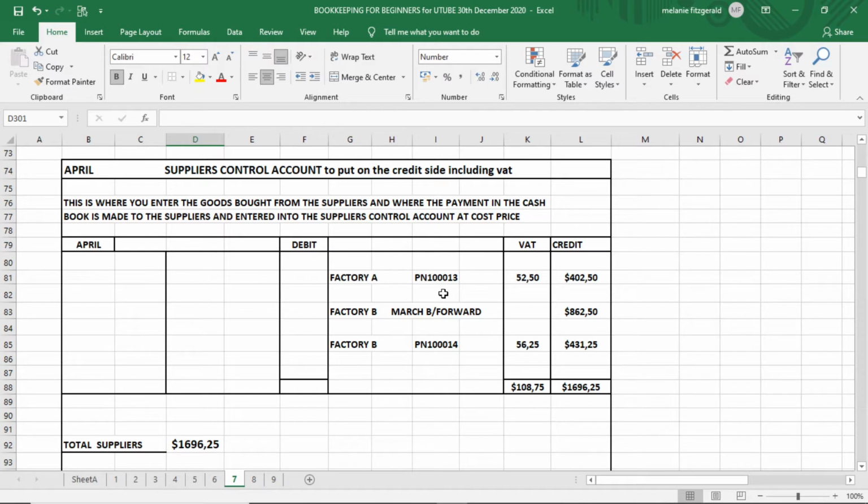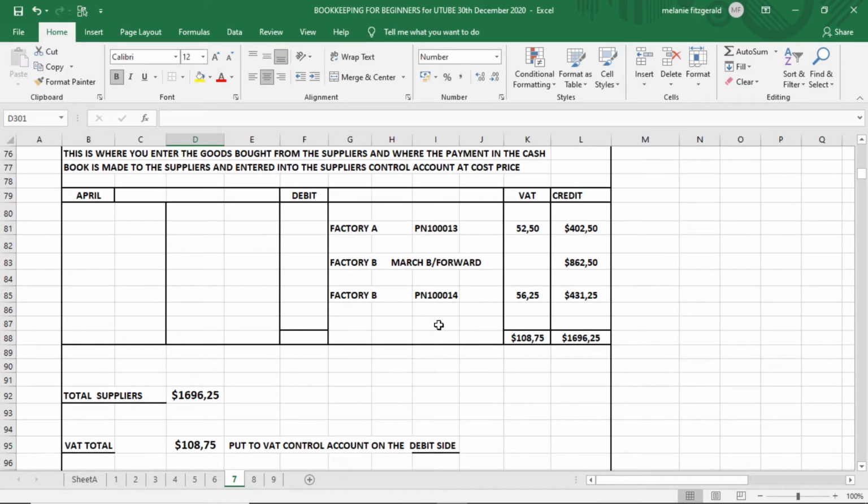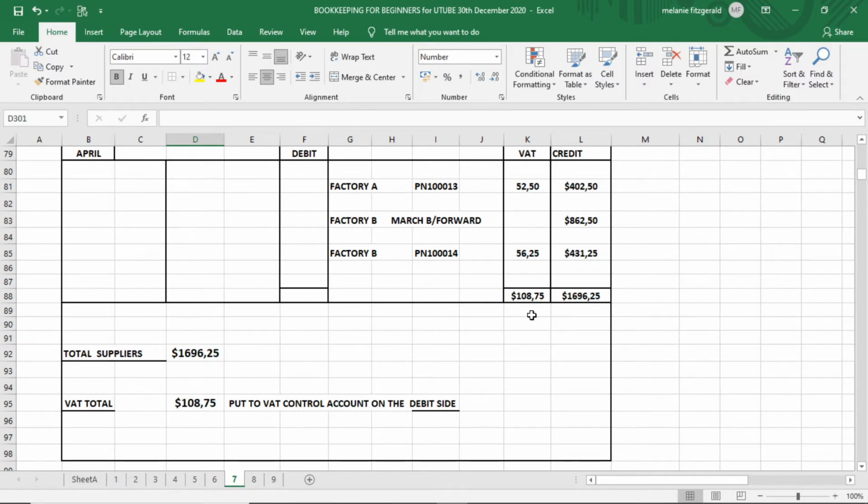On the credit side, Factory A, we bought $402.50 worth of goods, with the VAT of $52.50. Factory B's March invoice was brought forward. We owe Factory B for stuff we bought, and still owe them $862.50. But there's no VAT on that, because we paid the VAT of that at the end of March. The new stuff we bought from Factory B was $431.25, which includes the VAT. The VAT is $56.25, and we put the VAT on this side. Total VAT, $108.75.